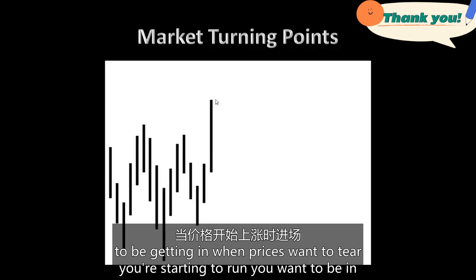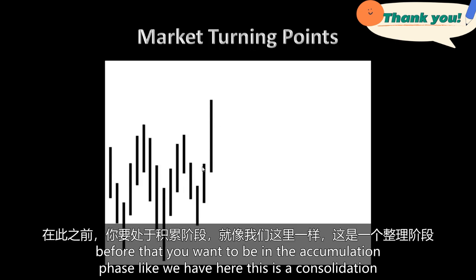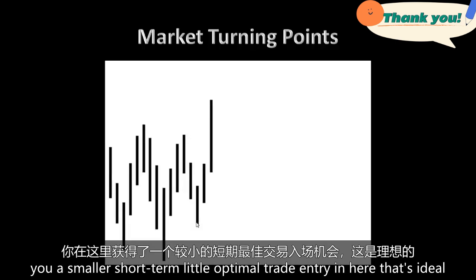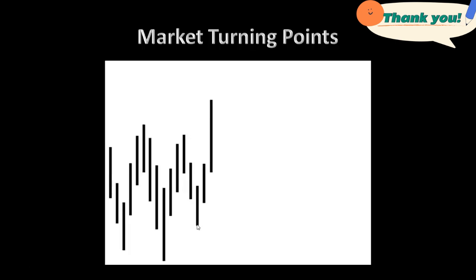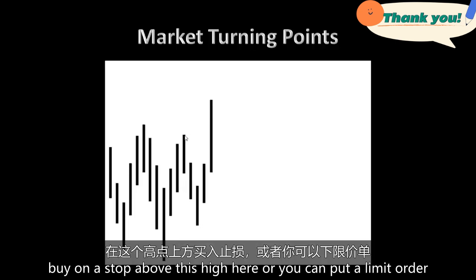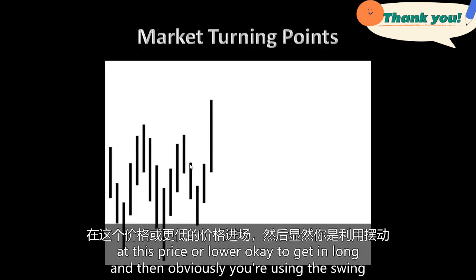You don't want to be getting in when price is on a tear, starting to run. You want to be in before that. You want to be in the accumulation phase like we have here. This is a consolidation. You want to be in that. So if we do get an opportunity where it comes back and gives you a smaller short-term optimal trade entry in here, that's ideal. You can use this swing high here, buy on a stop above this high, or you can put a limit order at this price or lower to get in long.